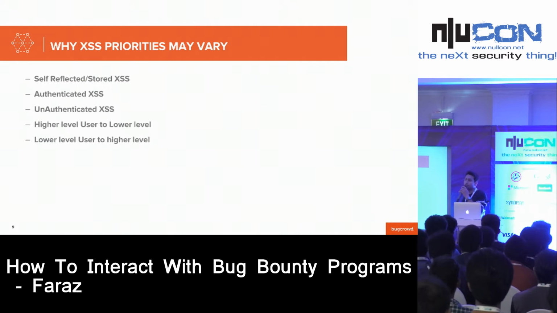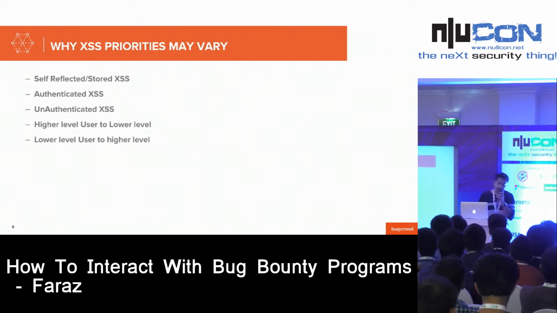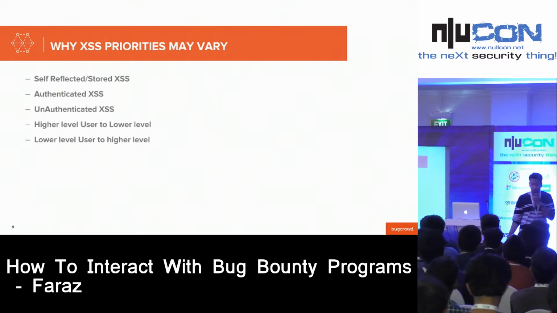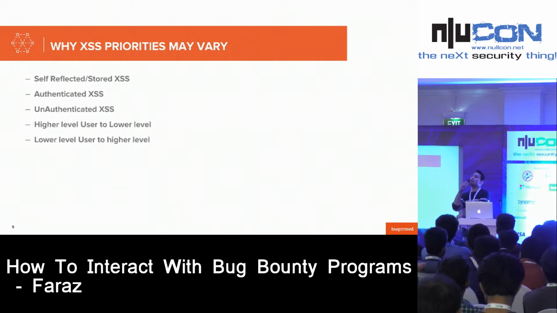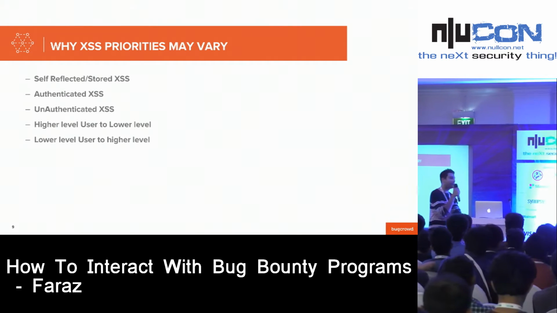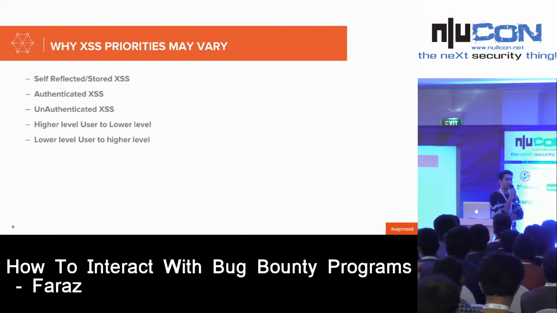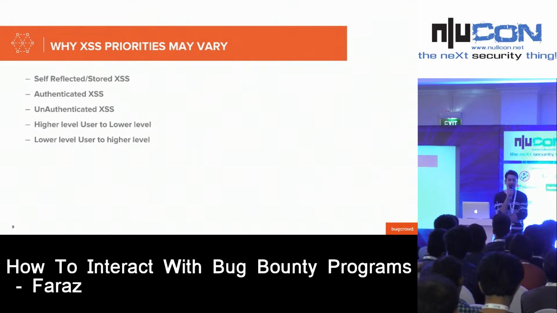Why XSS priorities may vary. There are many standards for bugs like XSS, stored XSS, and many others. And so there are researchers who will check the taxonomies, and they will say, see, stored XSS is always a P2. You can see over here, it is written, it must be a P2. You can't give me a P3. Why are you giving me a P3?